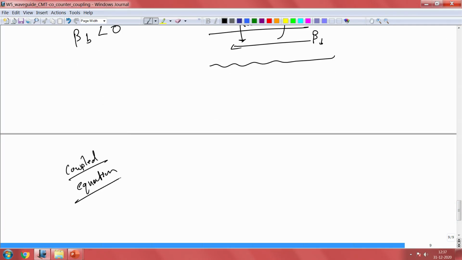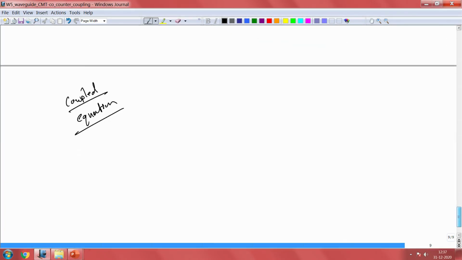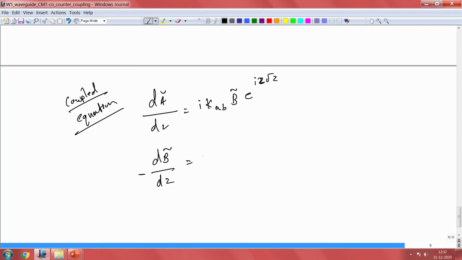So, the coupled equation here would look like this, it's the same thing that we saw earlier, i kappa a b B e to the power i 2 delta z, and then dz. So, since it is moving in the opposite direction, we need to put a negative sign here, kappa b a A e to the power minus i 2 delta z.